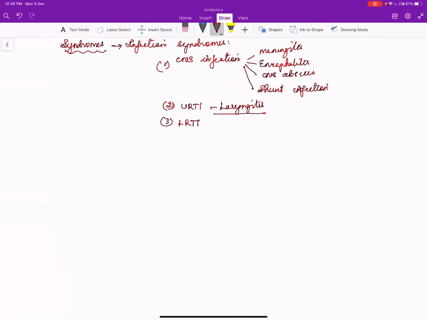Below the larynx we have the trachea: tracheitis, bronchitis, bronchiolitis. Infection of the lung parenchyma is called pneumonia or pneumonitis, right? So from tracheitis, bronchitis till pneumonia we have lower respiratory tract infection.